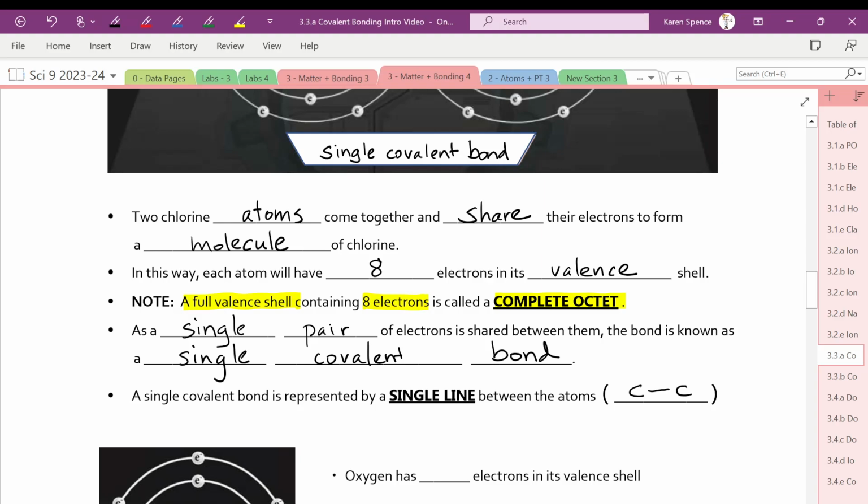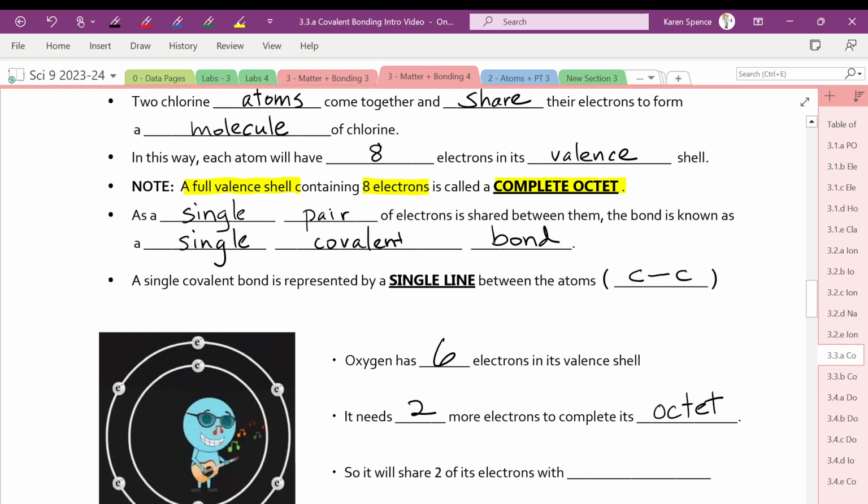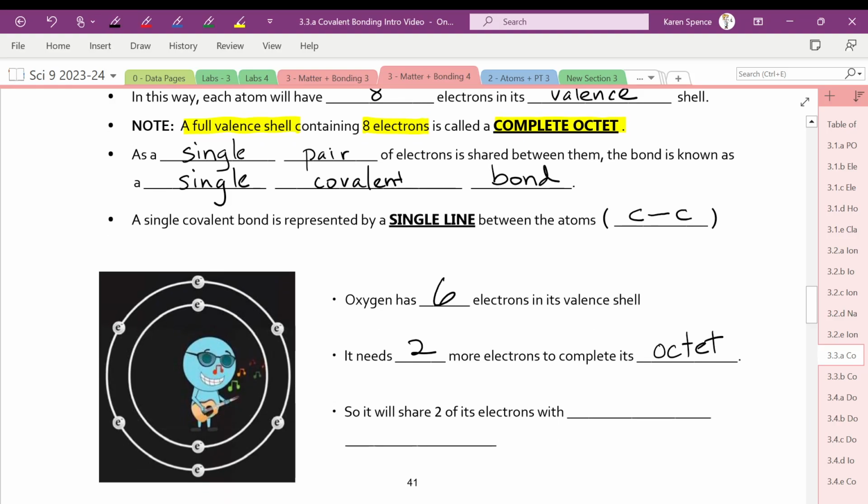Okay, and oxygen has how many electrons in its valence shell? 6. Therefore, how many more does it need? 2 more electrons to complete its octet. So it will share 2 of its electrons with another oxygen atom.